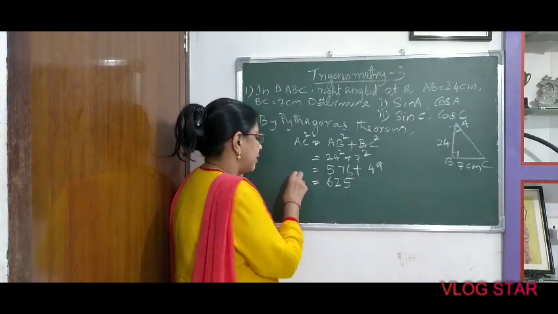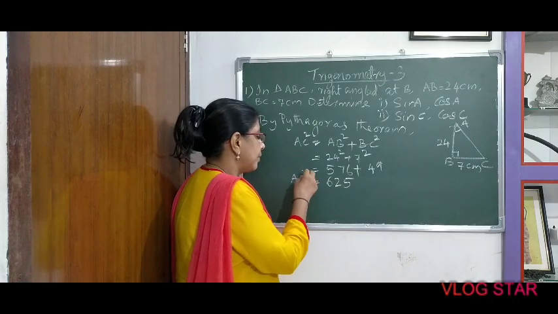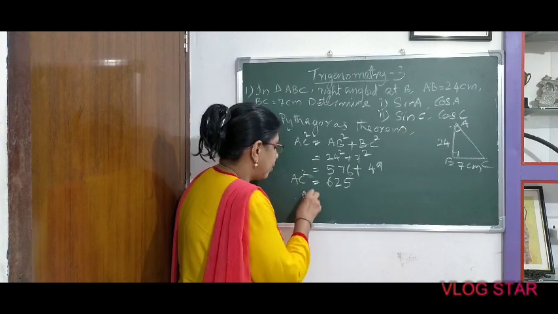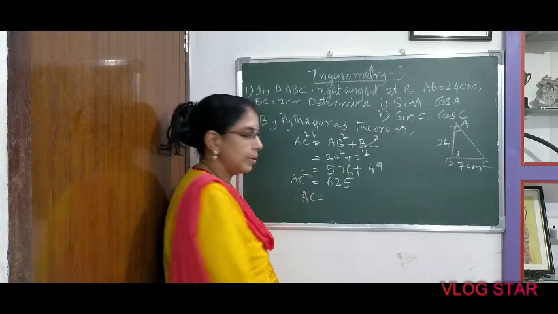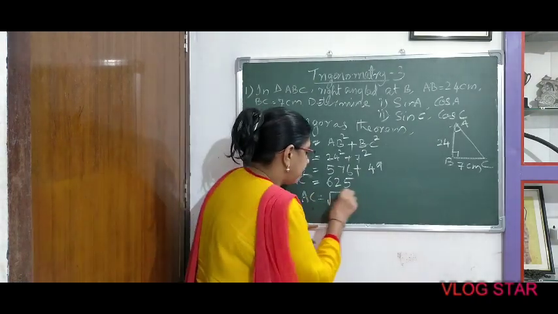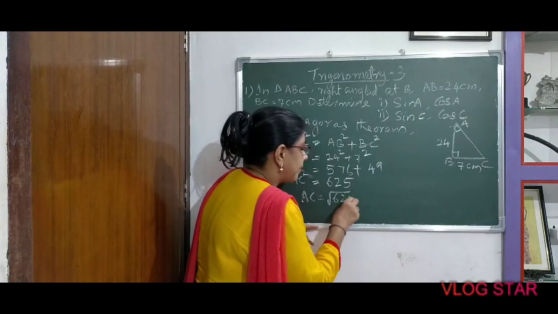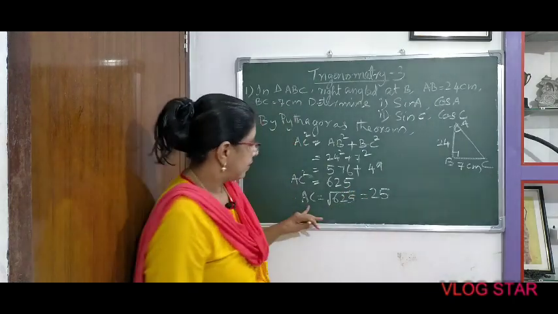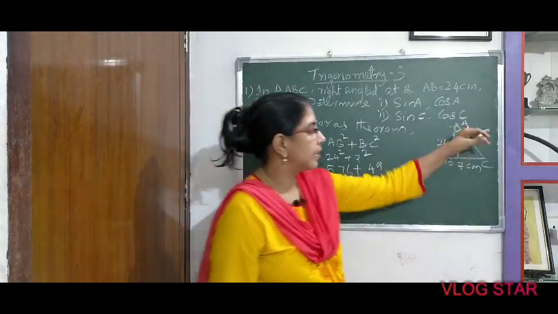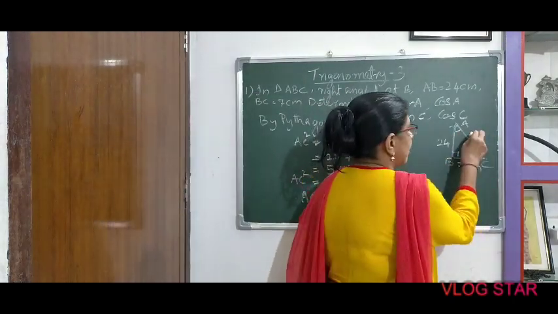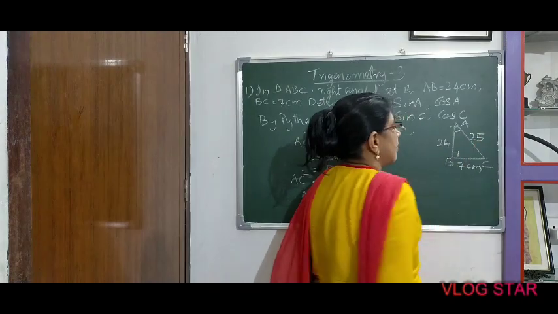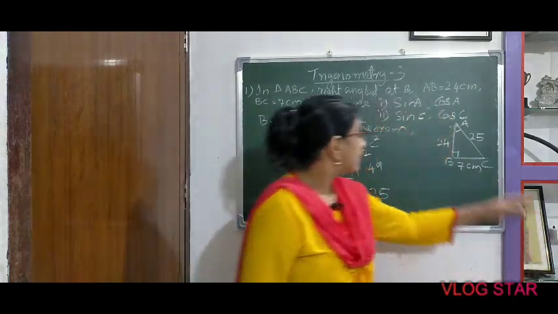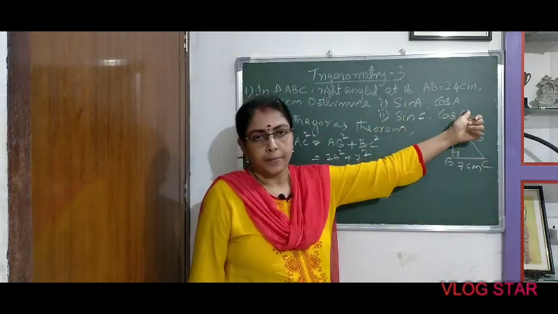That is, AC square is equal to 625. Therefore, AC is equal to square root of 625, that is 25. Now we have found AC, that is this hypotenuse. It is 25.